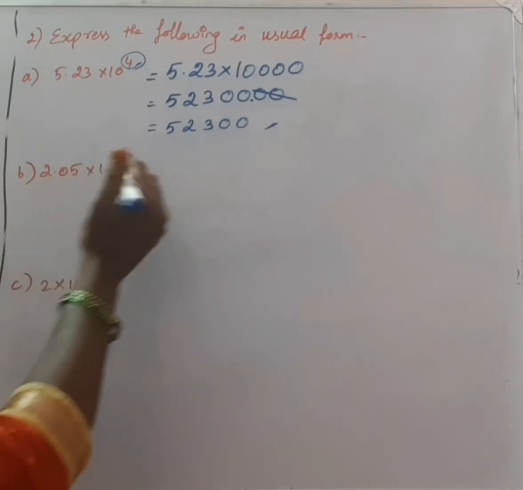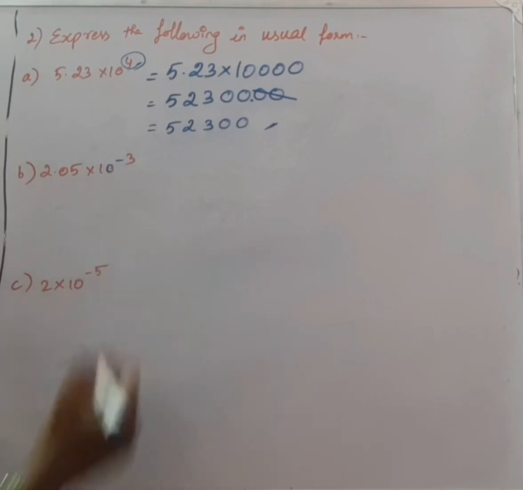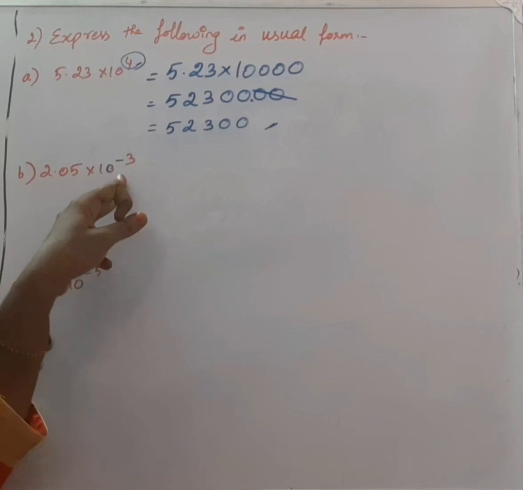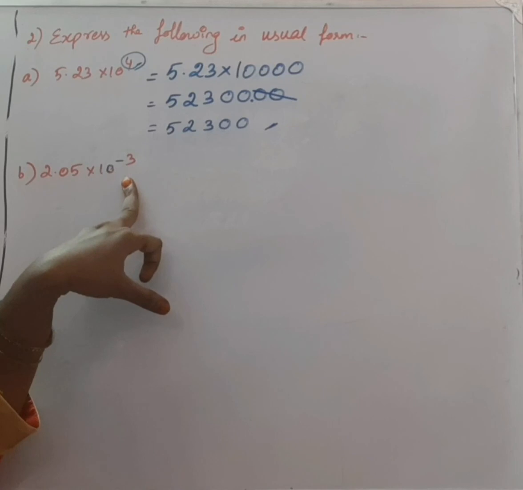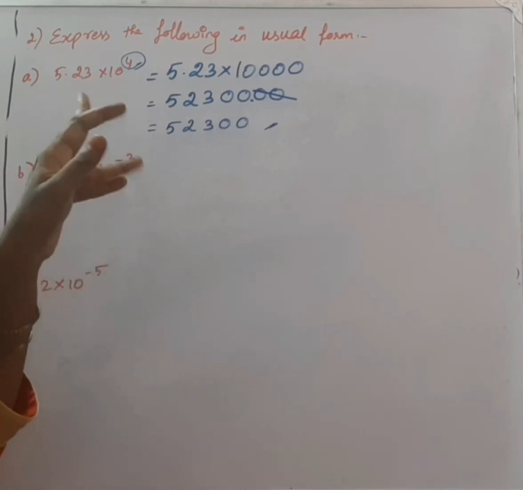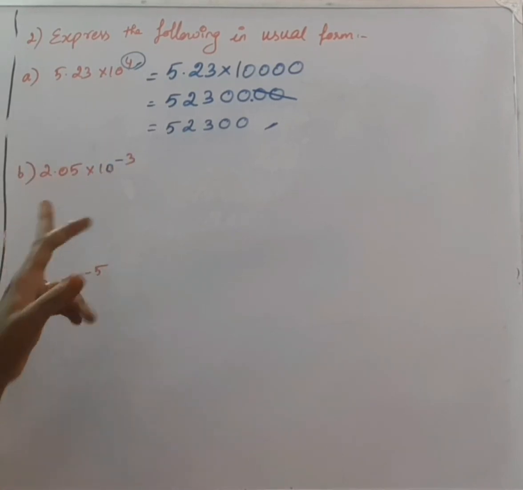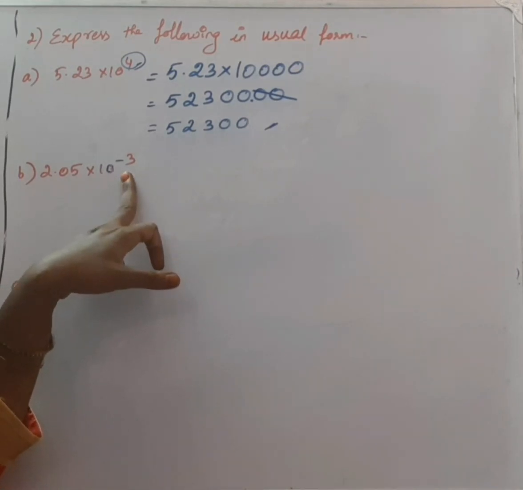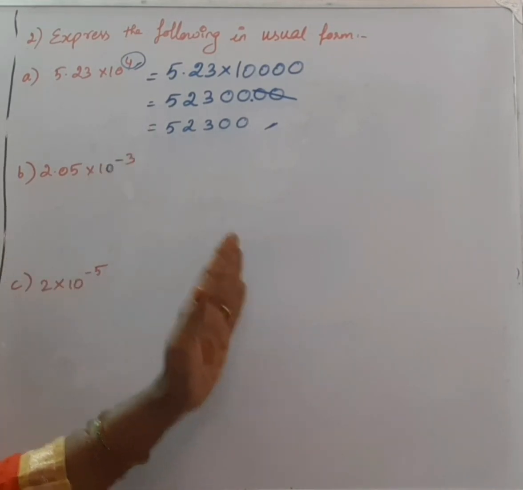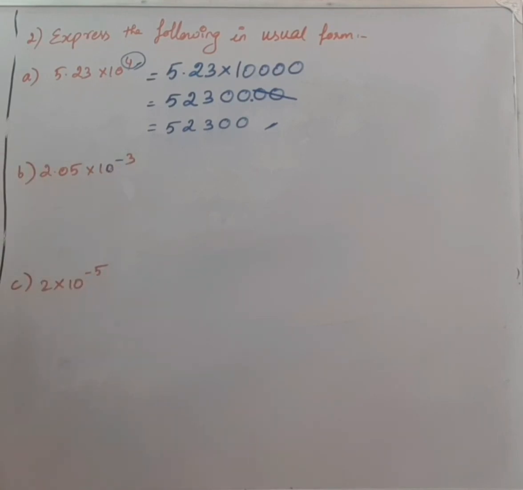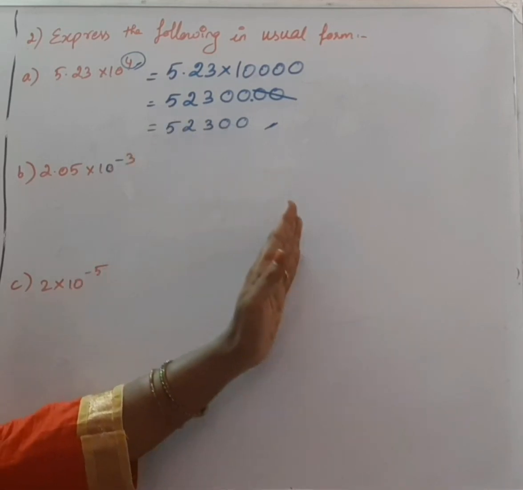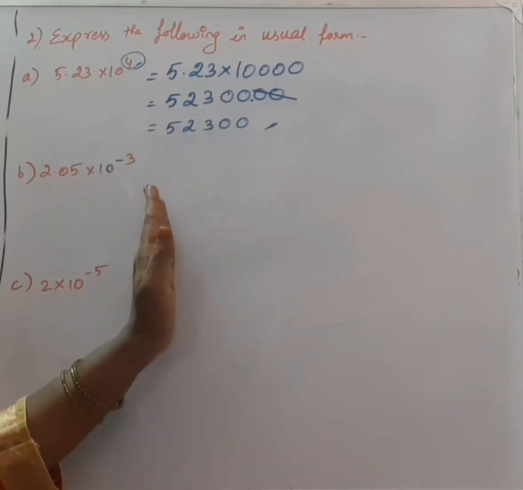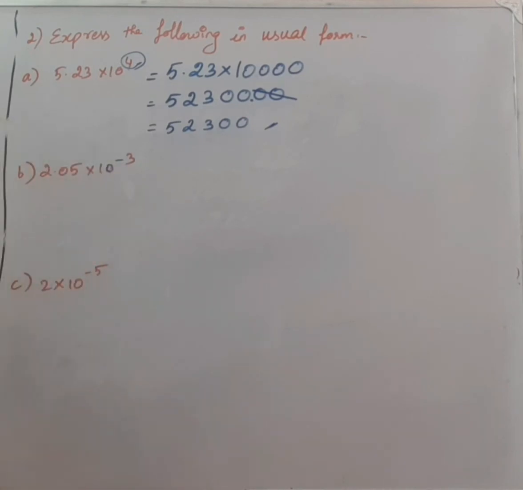2.05 into 10 power minus 3. Okay, so listen here. The power is negative. That means where do we want to add the digits? On the left hand side. If the power is negative, we want to add the numbers on the left hand side. If the power is positive, we want to add the numbers on the right hand side. So now we want to add the number on the left hand side.